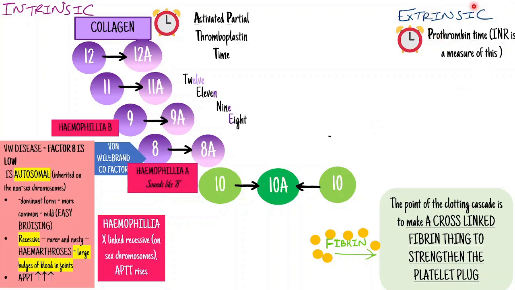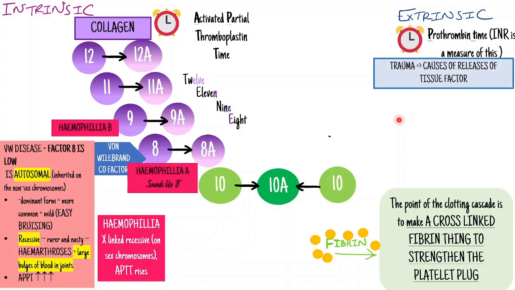The extrinsic pathway is much simpler, thankfully. It's measured in something called prothrombin time, and later on you might hear of something called INR. INR is basically a mathematical derivation of this. So you can imagine prothrombin time is the time it takes for this pathway to form fibrin. Unlike collagen being released to the blood vessels, the extrinsic pathway is activated by trauma, causing direct release of something called tissue factor.